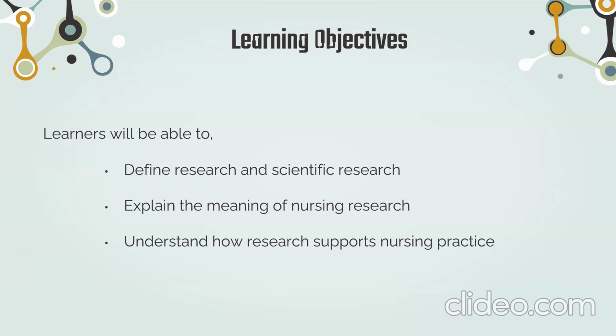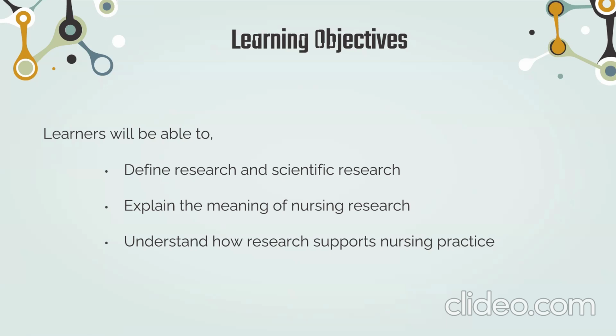As the learning objectives, at the end of this session, you should be able to achieve three main learning objectives. First, you should be able to define research and scientific research. This means you should clearly understand that research is not just searching information online. Research is a planned and systematic process.